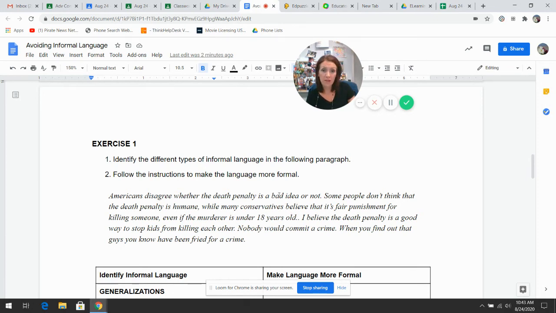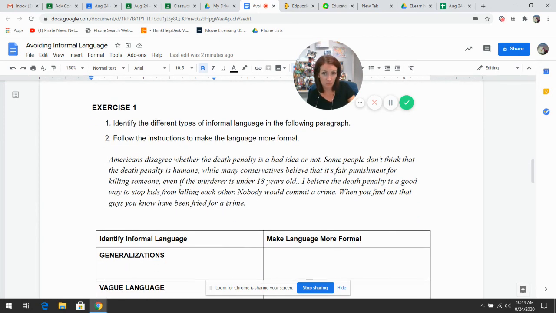So here we have bad idea, that's got to go. We have the word don't, a contraction here, which needs to go. Killing someone is pretty colloquial. You might want to say committing murder. Is a good way is very conversational. Nobody would commit a crime is a generalization. And then we come down here and we have a fragment. When you find out is kind of colloquial. So we got a fragment on top of a colloquial phrase on top of this conversational language, like has been fried for a crime, which just hits that vague, unprofessional language.